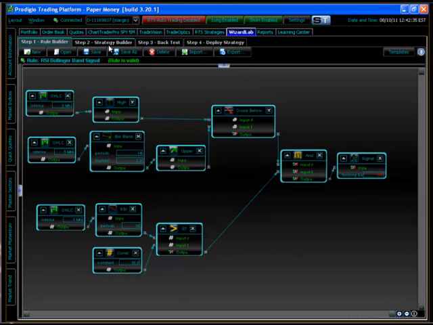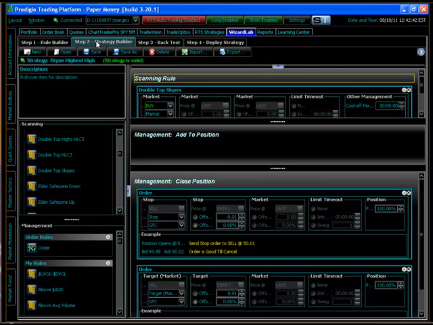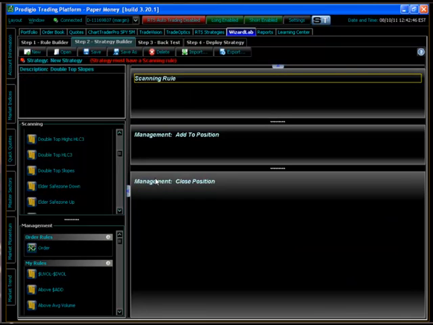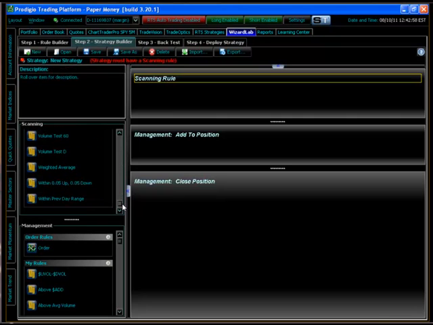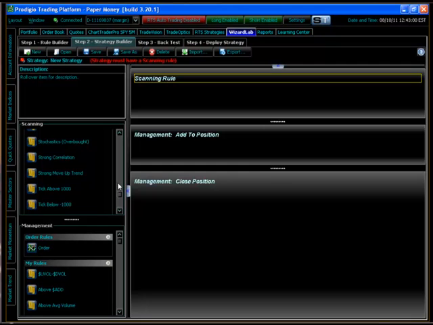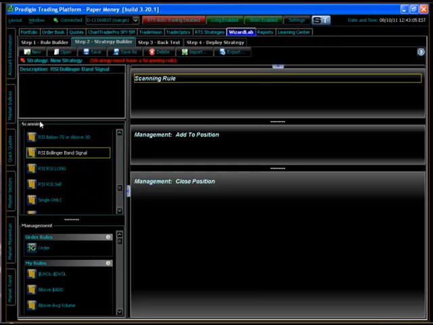Right, so I can take this, and what I can do is go into step 2 in the strategy builder, and let's create a new strategy. I want to demonstrate these signals in the back test because I want to get you used to running the back test in order to see where the signals are firing. So let me scroll down here, I saved this as RSI Bollinger Band signal. I'm going to go over from my scanning rules.